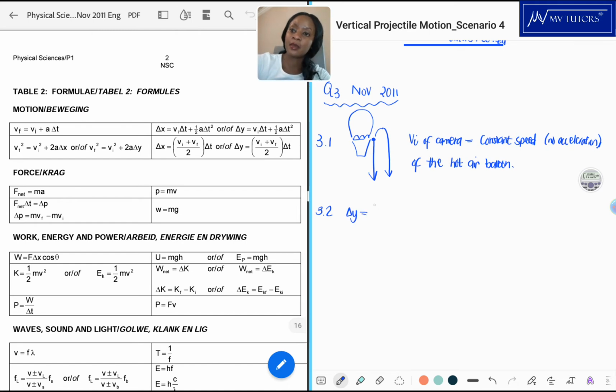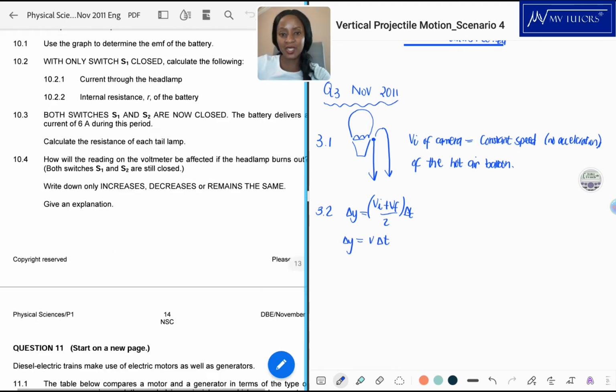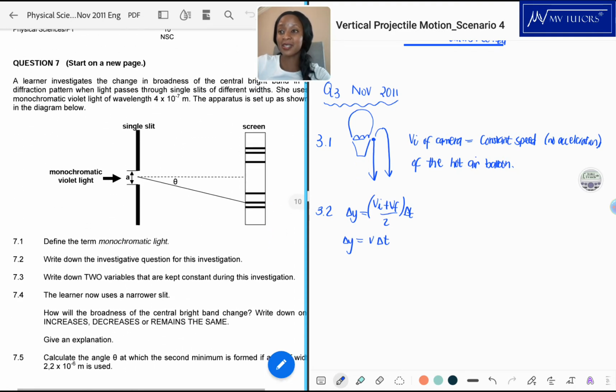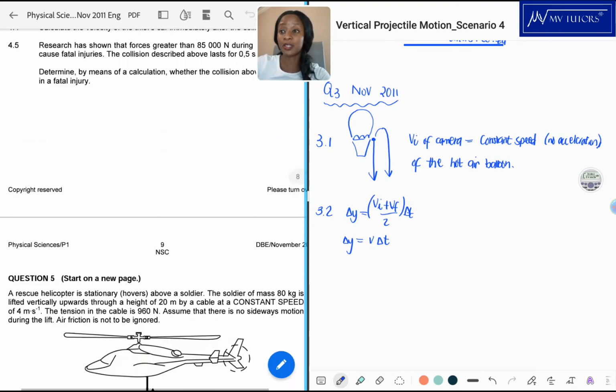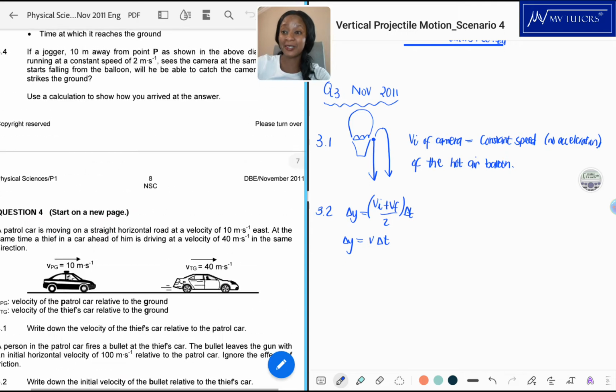Okay, where you have the initial velocity plus the final velocity over 2 times delta t. And because it's constant, the initial and the final, you don't need to get the average. You're just going to get v times delta t. Okay, that is the only equation that is applicable for this hot air balloon, because it is not in free fall. Okay, it is not accelerating.